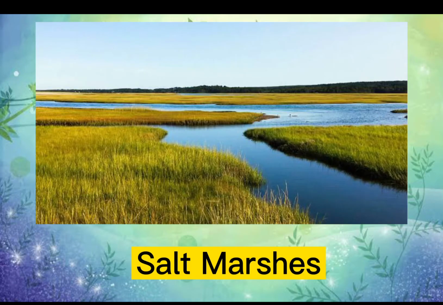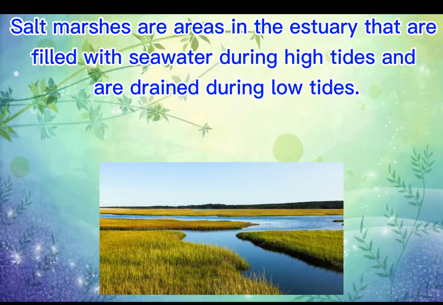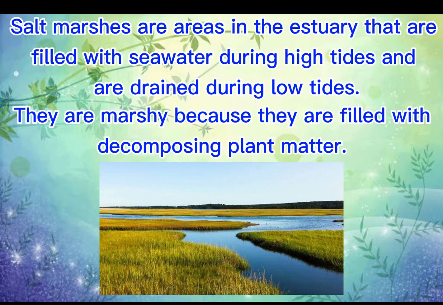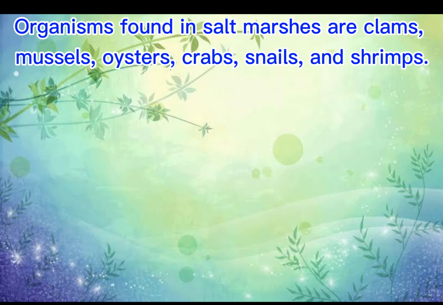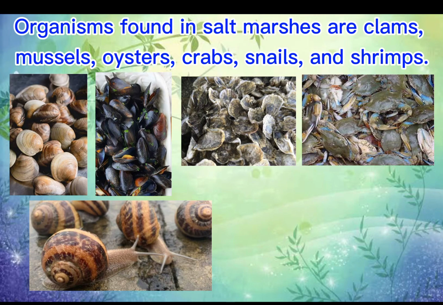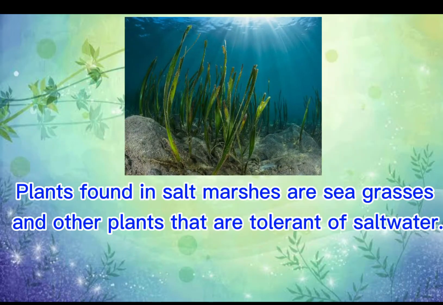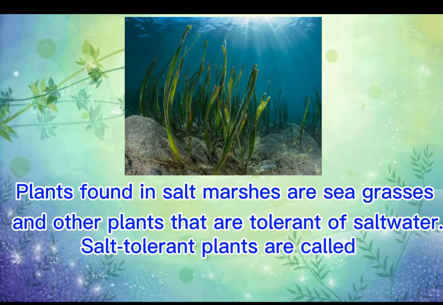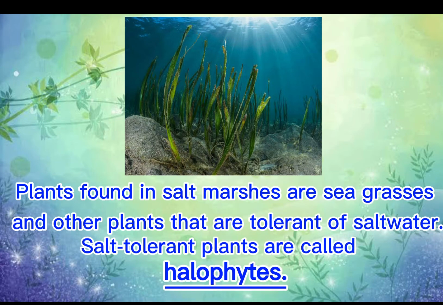Salt marshes. Salt marshes are areas in the estuary that are filled with seawater during high tides and are drained during low tides. They are marshy because they are filled with decomposing plant matter. Organisms found in salt marshes are clams, mussels, oysters, crabs, snails, and shrimps. Plants found in salt marshes are seagrasses and other plants that are tolerant of salt water. Salt-tolerant plants are called halophytes.